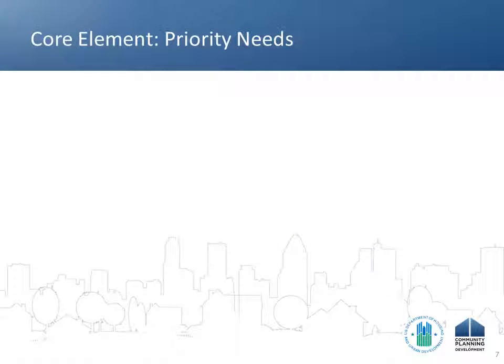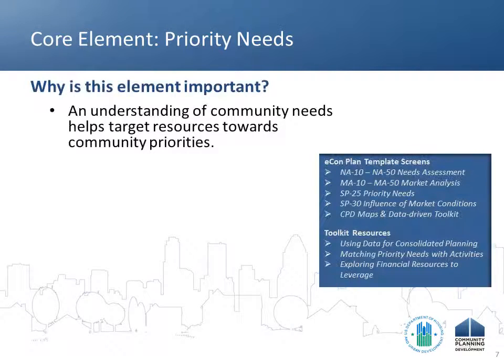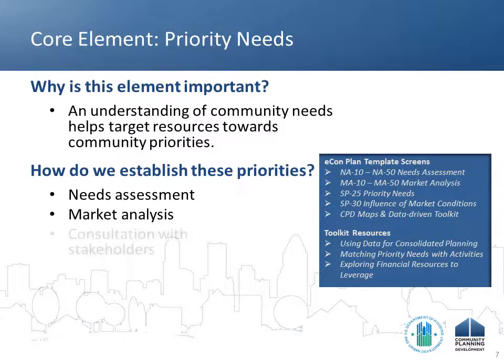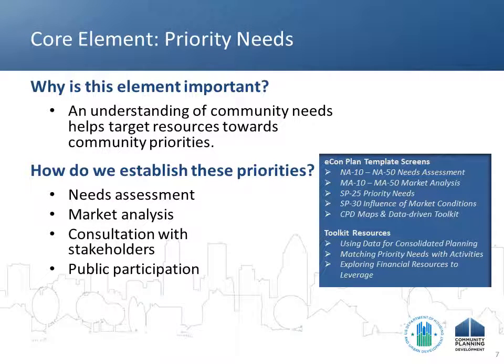The first core element is identifying priority needs. A comprehensive understanding of the pressing needs in your community forms the basis for developing investment strategies. Grantees determine priority needs by analyzing data, conducting research, and considering stakeholder and public input. In the con-plan needs assessment, grantees use data from multiple sources to characterize their community's needs.